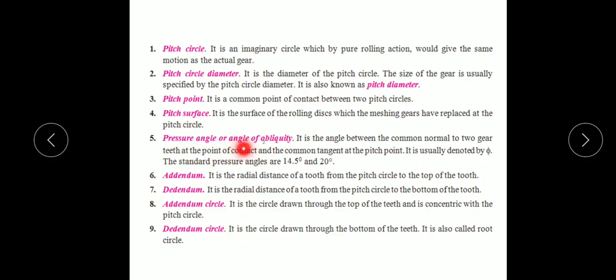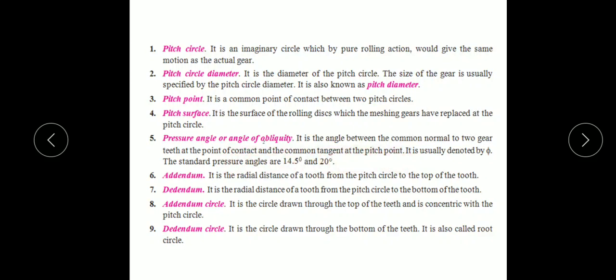And another one is pressure angle. This is a very important term. Normally gears are standardized and normally used pressure angles are 14.5 or 20 degrees. For every gear we are using two pressure angles, 14.5 and 20 degrees, and this is experimentally proved to be the best or optimum pressure angle for gear transmission. And it is the angle between the common normal to two gears at the point of contact and the common tangent at the pitch point. This is the definition of pressure angle.